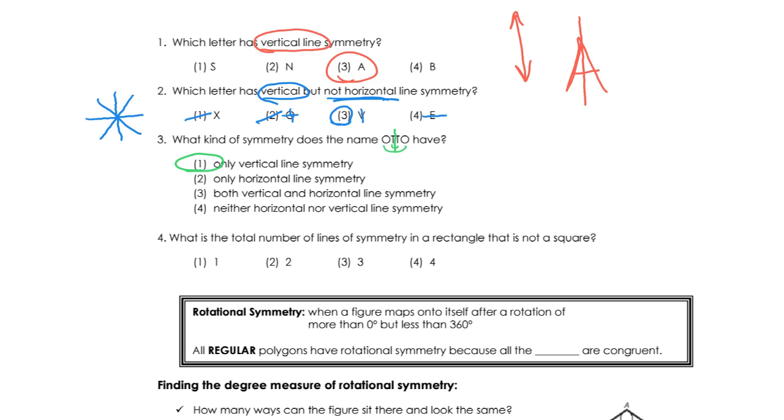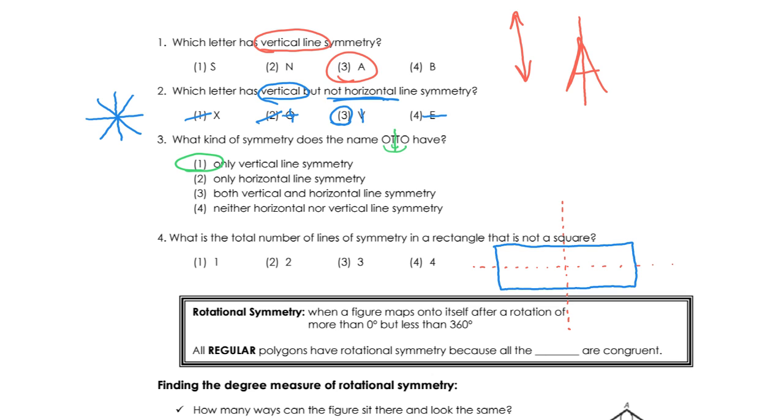Number 4 says, what is the total number of lines of symmetry in a rectangle that is not a square? So we're going to draw a nice long rectangle to make it not look like a square. That's a rectangle that is not a square because not all sides are equal. We can definitely go down with a vertical line of symmetry. We can go across for a horizontal line of symmetry. But I don't think that we could do a diagonal line. I don't think our rectangle would fold up on a diagonal line to match up its corners.